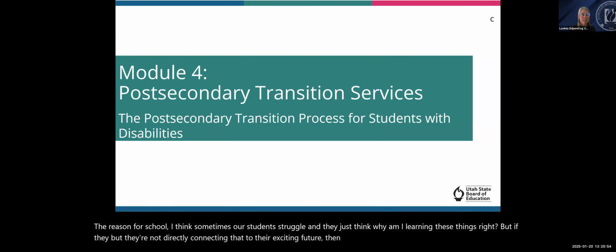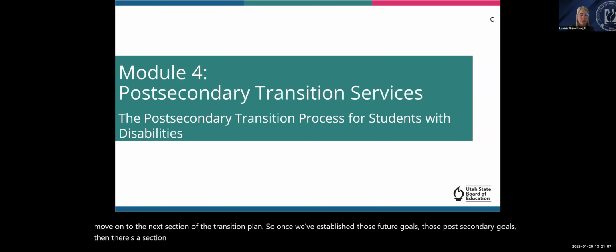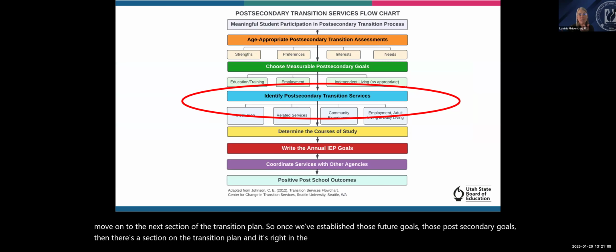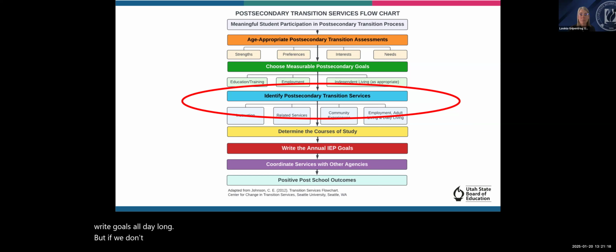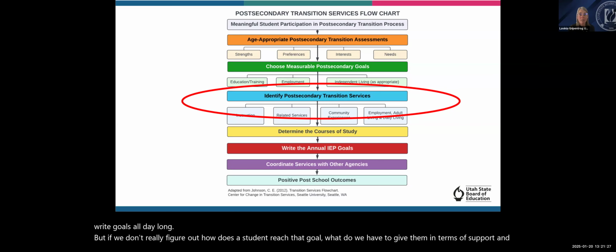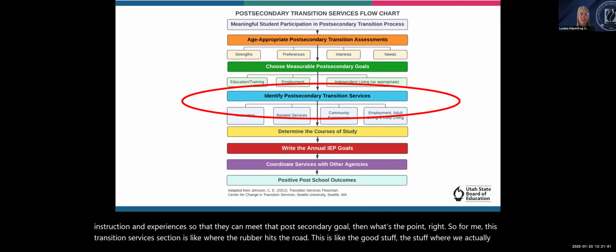So once we've established those future goals, those post-secondary goals, then there's a section on the transition plan, and it's right in the middle. And I like to call this literally the meat and potatoes of the transition plan, because to me, this is the good stuff. We can write goals all day long, but if we don't really figure out how the student reaches that goal, what we have to give them in terms of support and instruction and experiences so that they can meet that post-secondary goal, then what's the point, right? So for me, this transition services section is where the rubber hits the road. This is the stuff where we actually can provide for the student.